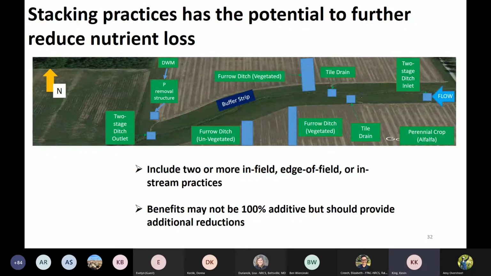Stacking, or combining practices, has the potential to further reduce nutrient loss. Stacking may include 2 or more in-field, edge-of-field, or in-stream practices. Benefits may not be 100% additive, but should provide additional reductions in targeted nutrient losses. Several studies are underway to gain a better understanding of stacking practices. This graphic is from one of our fields in Ohio, where we are investigating multiple practices that include in-field management, edge-of-field practices, things like controlled drainage and phosphorus removal structures, as well as ditch design, specifically the two-stage ditch design.